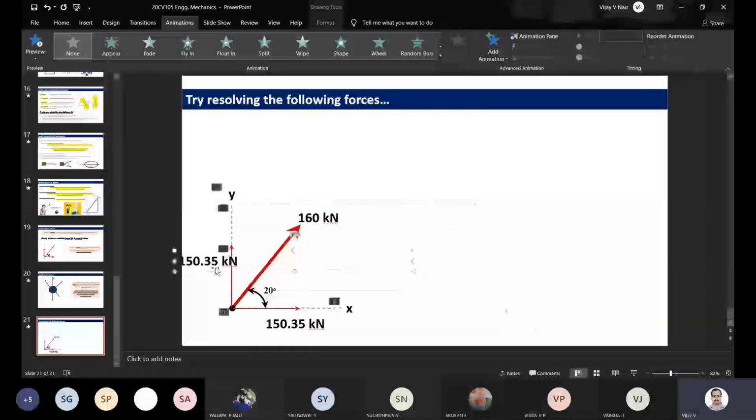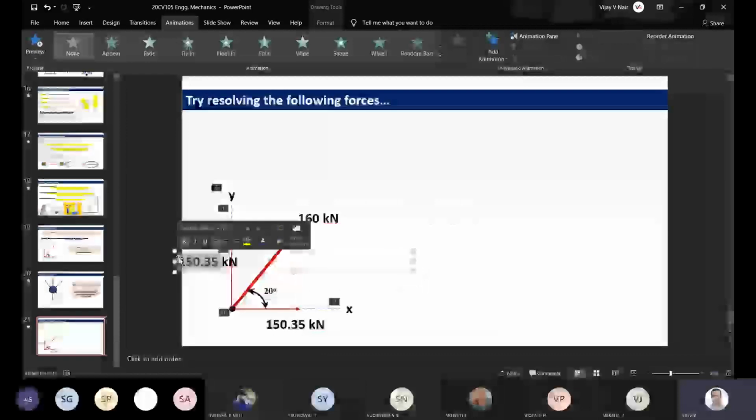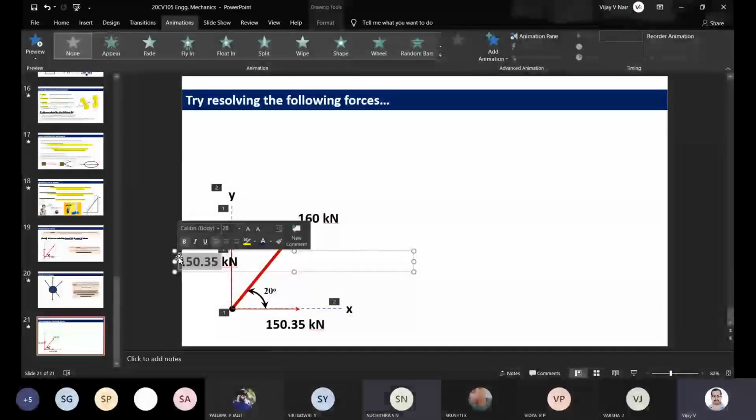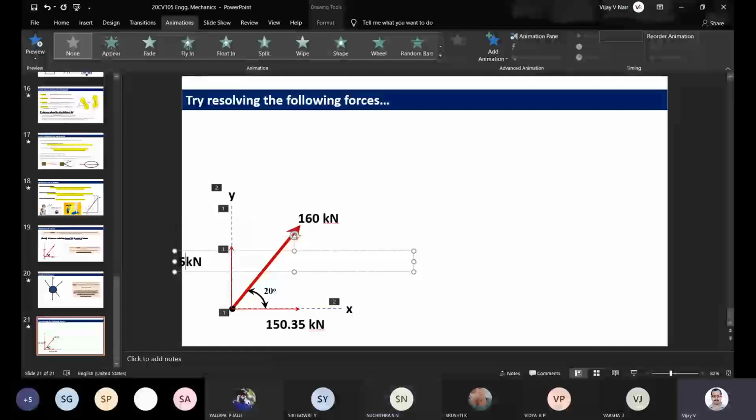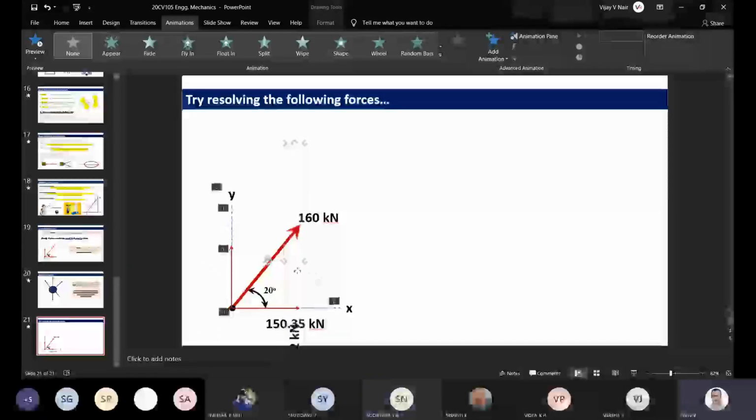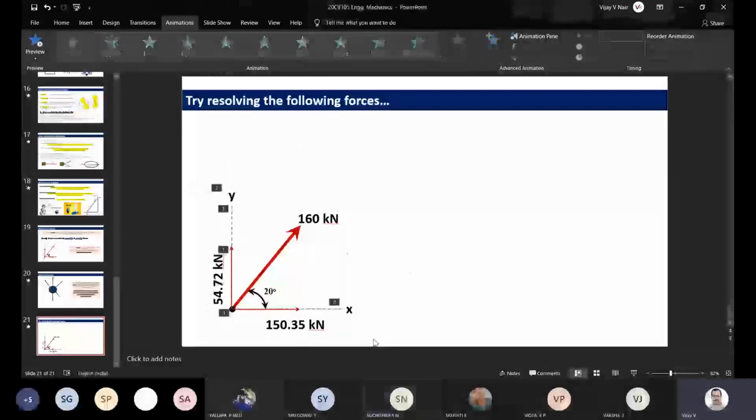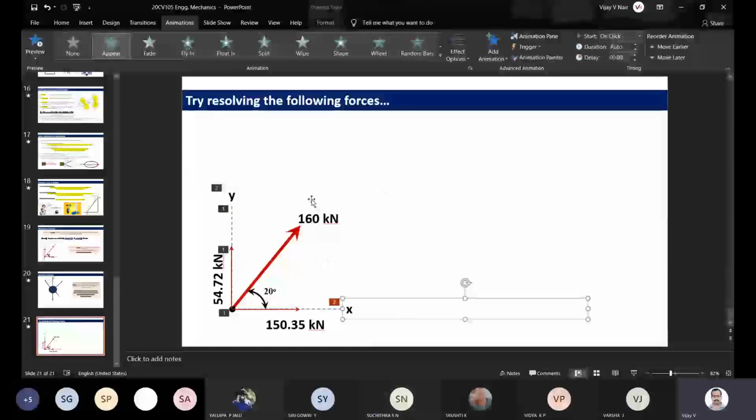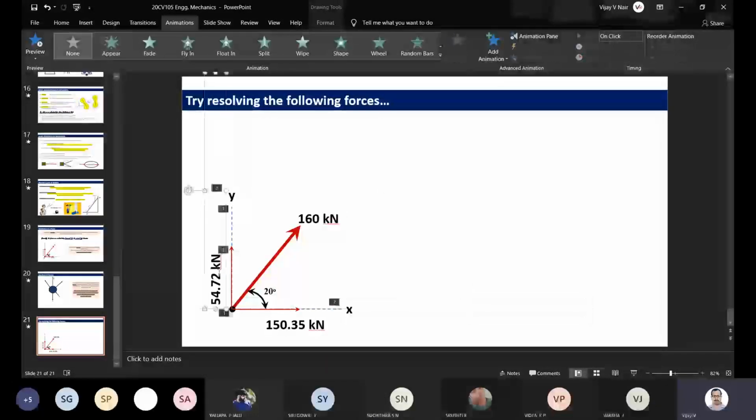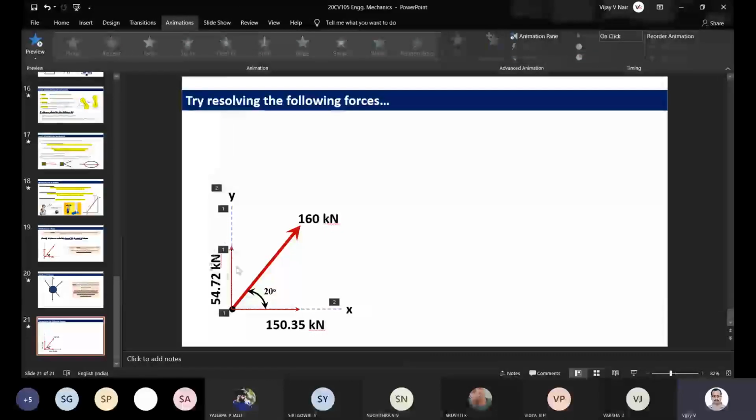So this will be 160 sine 20. So that will be 54.72 kilonewton. So you can resolve this particular force into two components, along the x direction and y direction, and arrive at the value you get along the x direction and along the y direction.